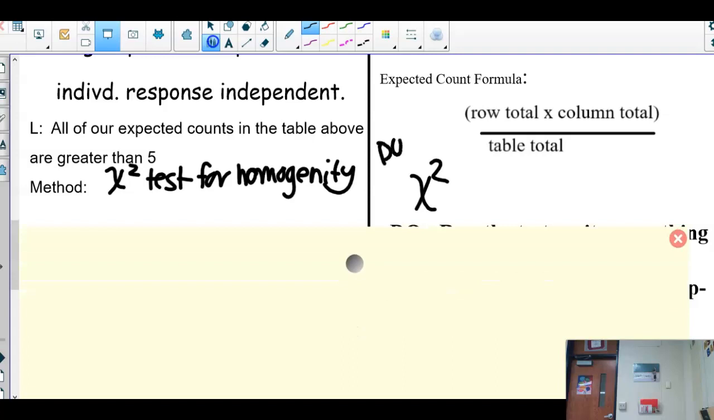So now we're on the do part, guys. That chi-square statistic is equal to your observed minus your expected squared divided by your expected. So let's do that now.